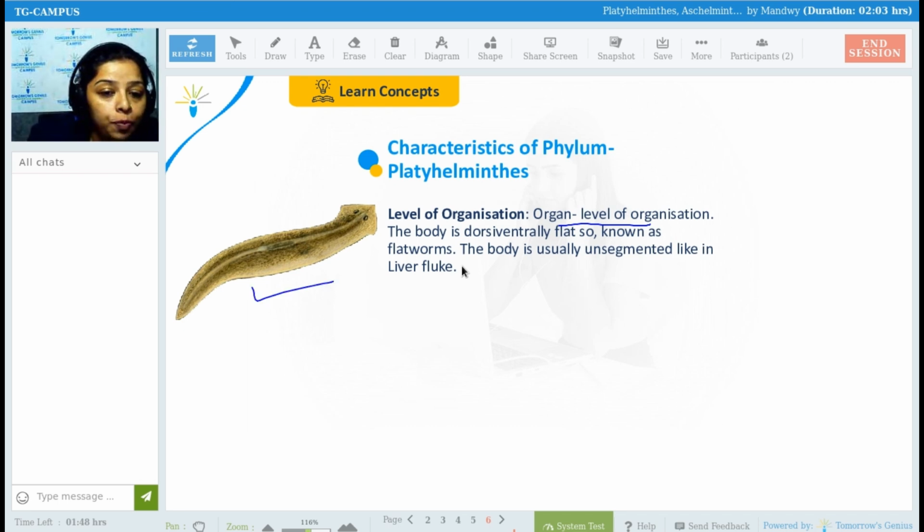this image is of planaria. As you can see, they don't have segmentation, right? They don't have any segments over there, which means they are unsegmented, because the body is not divided internally and externally. Clear?